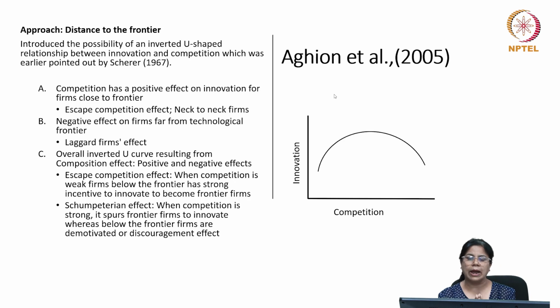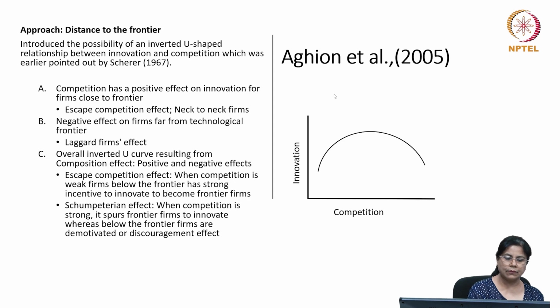The overall effect in that case is an inverted U-shape result resulting from this composition effect. Where is the composition coming from? The composition is coming from the positive effect, which is the escape competition effect, whereby the motivation to invest in R&D is rather high to escape this kind of competition, vis-a-vis a negative effect, which is demotivating the firm. So bringing them together is what you have as a composition effect. That is what is written here.